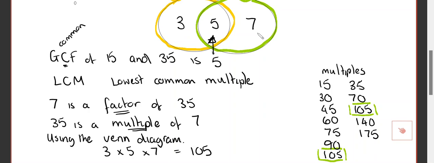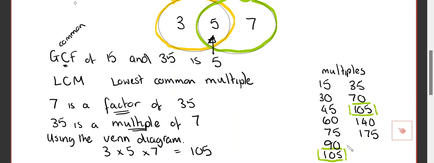So the highest common factor is just what's in the middle, but the lowest common multiple is all of them that are left multiplied together. Does that make sense? There's a lot to it, I do know. Now, if you prefer to list the multiples to find the lowest common multiple, up to you.